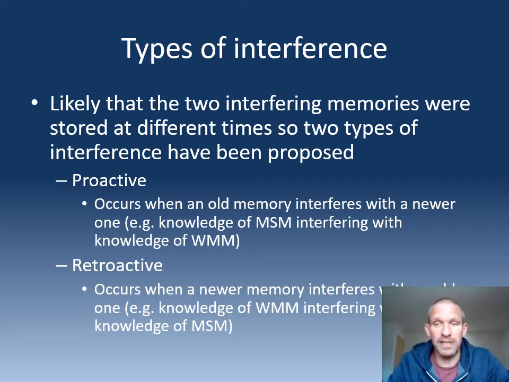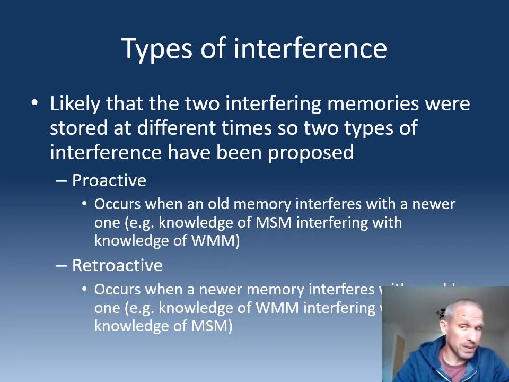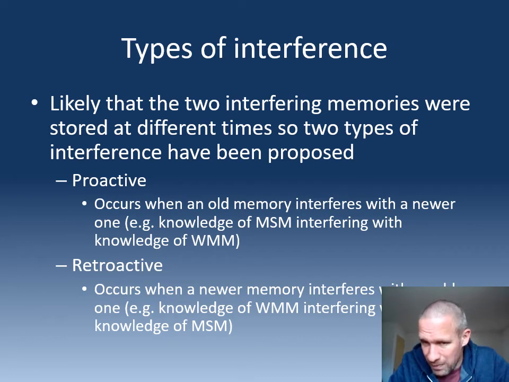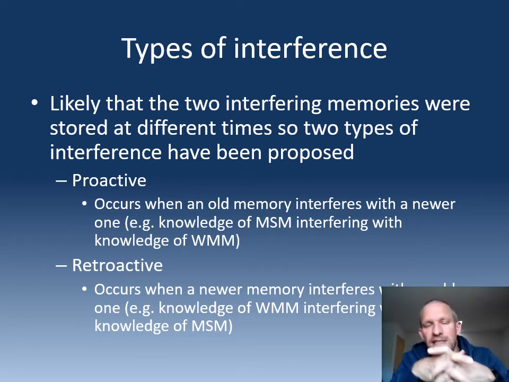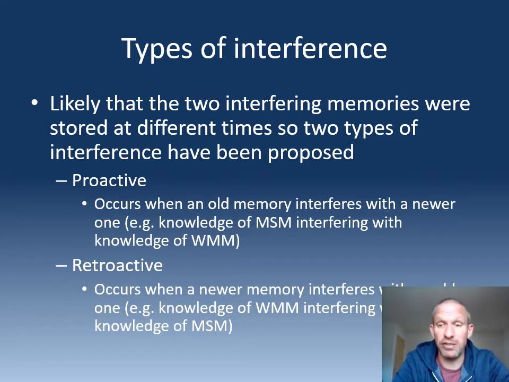Whereas retroactive is when a new memory interferes with an old one. So using this example again, this would be introducing the newer working memory knowledge into your knowledge of the multi-store model. So you might recall it as the central executive rather than sensory register or something like that. Okay, so fairly simple proposal, two competing memories. The more similar they are, the greater the likelihood of interference, and there's two different types, proactive and retroactive. That's basically your explanation of interference theory.